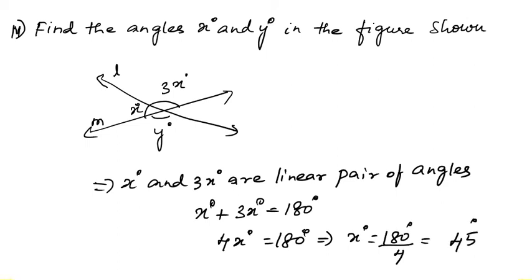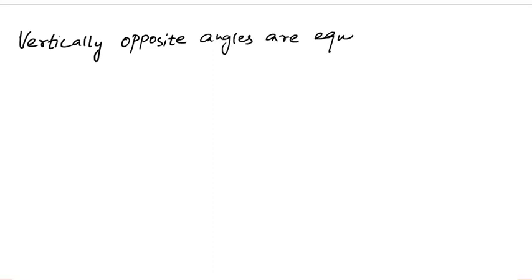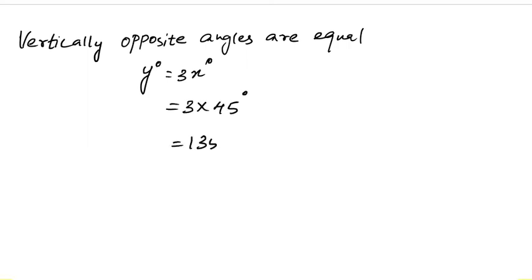And now you got the value of x degree, that is 45 degree. Now we need to find the value of y degree. So if you look at the figure, you can say that y degree is equal to 3x degree because they are vertically opposite angles. So vertically opposite angles are equal. So when they are equal, we know that y degree is equal to 3x degree. Just now you found x degree value to be 45 degree. So 3 into 45 degree will get y degree value to be 135 degree.